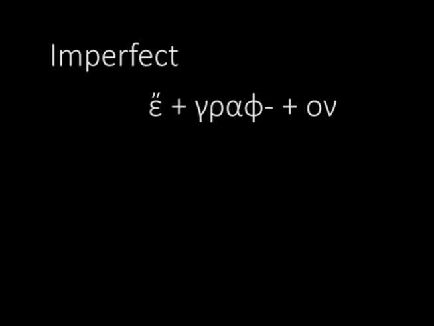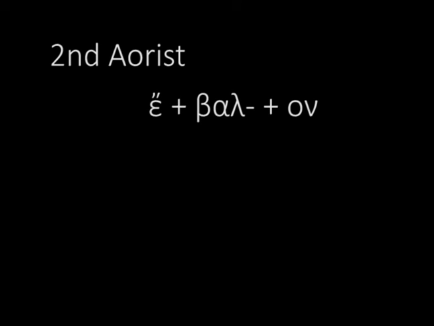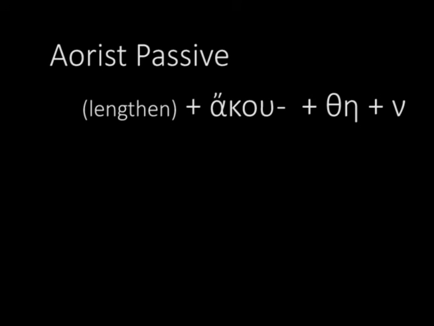This lesson has explained how to form the imperfect, the first and second aorist, and the aorist passive. To form the imperfect, take the present stem and add on the augment, then the correct secondary ending. To form the first aorist, use the present stem, add on the augment, then put the indicator sigma alpha before the proper secondary ending. To form the second aorist, take the aorist stem, add on the augment, then the correct secondary ending. Finally, the aorist passive is formed with the present stem, the augment, then the theta eta indicator before the ending. Remember to look for what makes each formation unique.